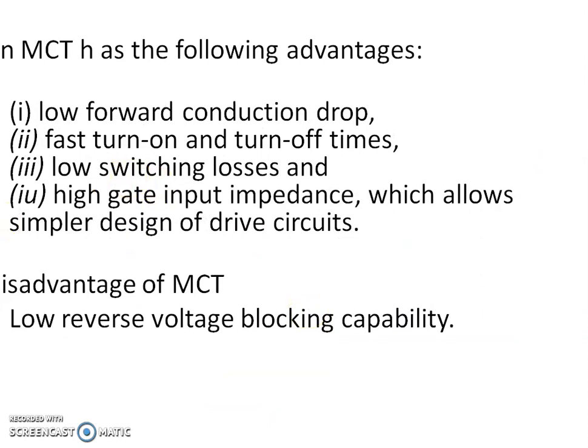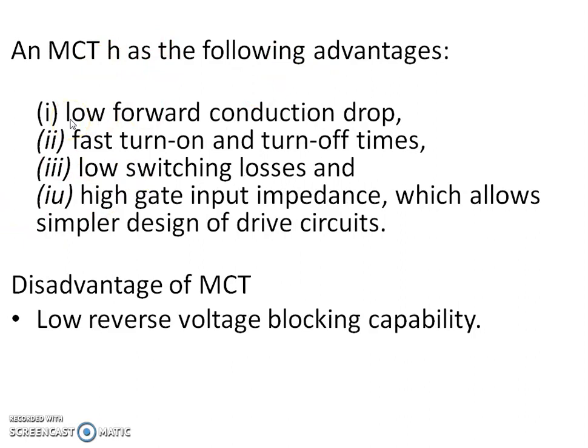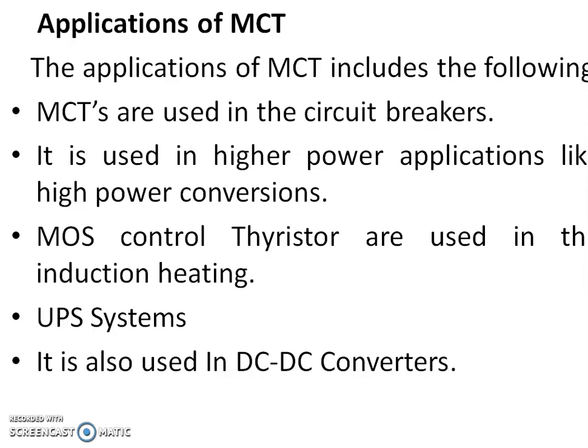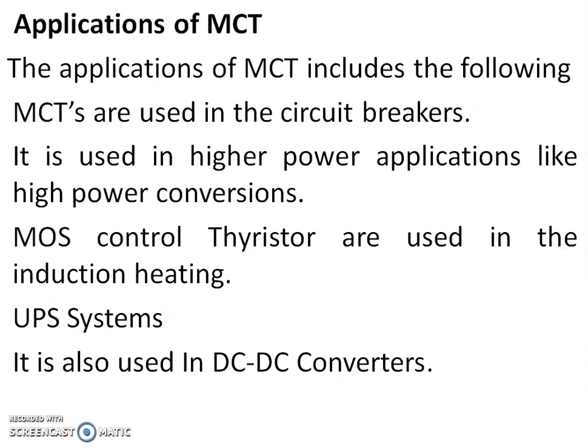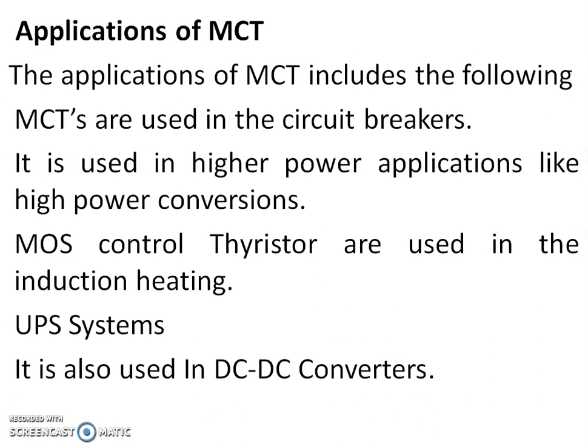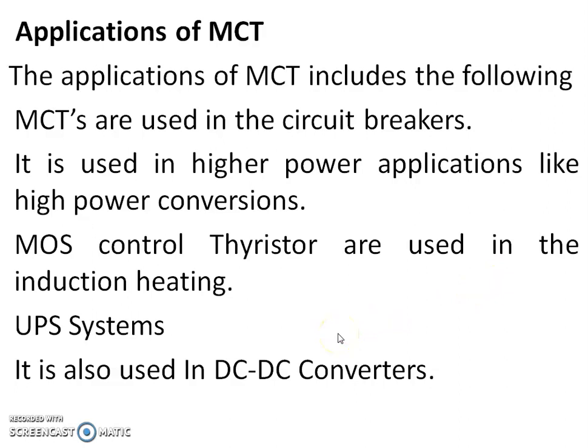So the MCT has various advantages. It has low conduction drop, fast turn on and turn off times, low switching losses, and high gate input impedance, which allows simpler design of drive circuits. Disadvantages: the only disadvantage of the MCT is low reverse blocking capability. Now, these are the applications of the MCT. It can be used in circuit breakers, in high power applications like high power conversions, in induction heating, in all kinds of UPS, and also in DC-DC converters.